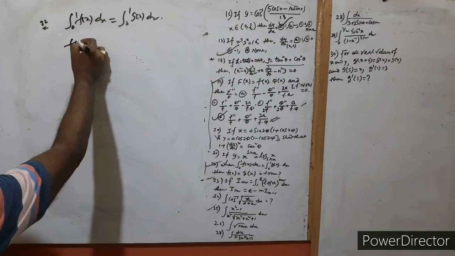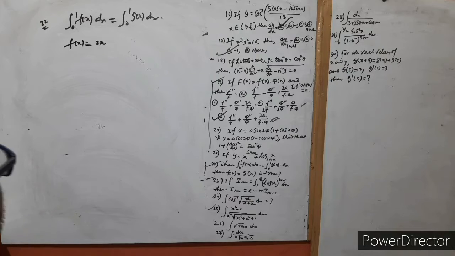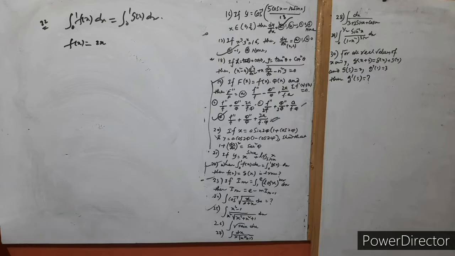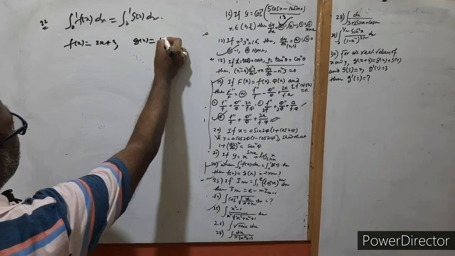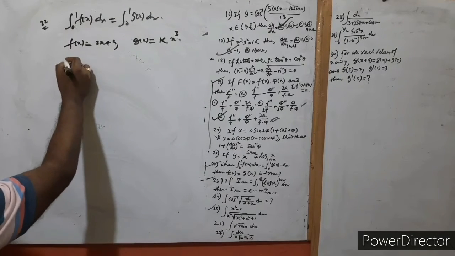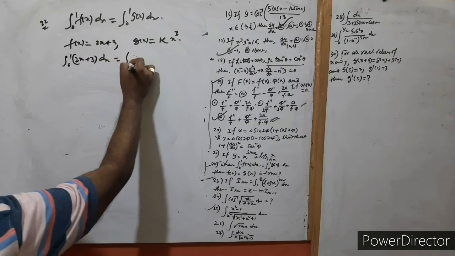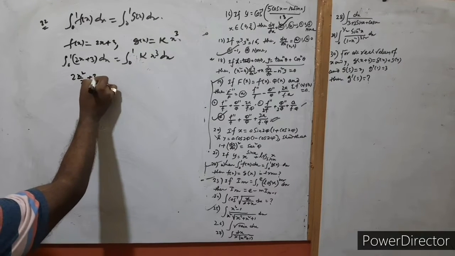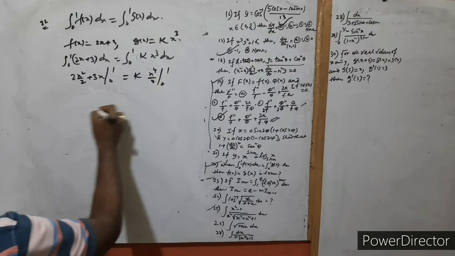Now let us assume f of x as 2x plus 3, or something like 7x squared plus 5. That is your choice. And g of x you should take as an unknown constant k times x cubed. Now put these functions into the two integrals. The integral from 0 to 1 of 2x plus 3 dx gives 2x squared by 2 plus 3x from 0 to 1, and the integral of k x cubed dx gives k times x to the 4 by 4 from 0 to 1.